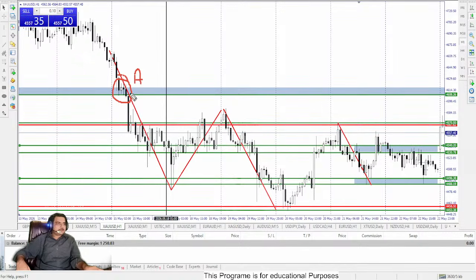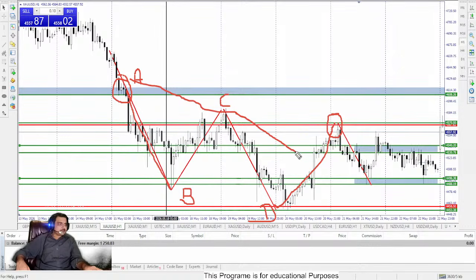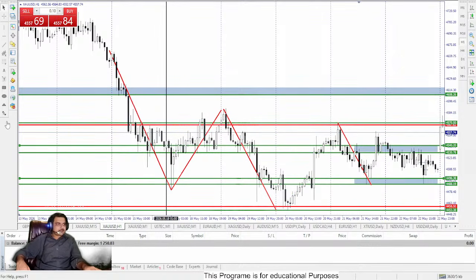Became A, B, C and D, and obviously a correction back up. When it was going back up, if we see, was this level broken? Approximately yes, it was broken. Let me show you. This level was broken, this one, sort of, we can say.